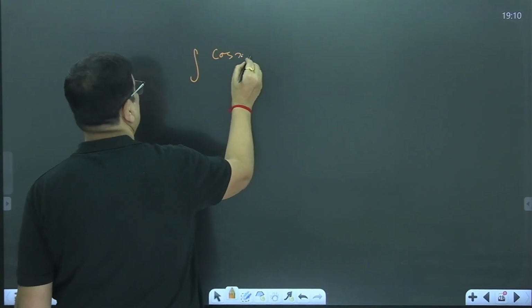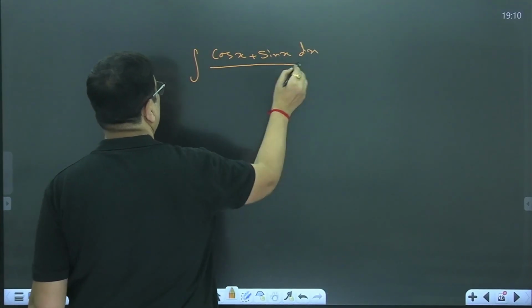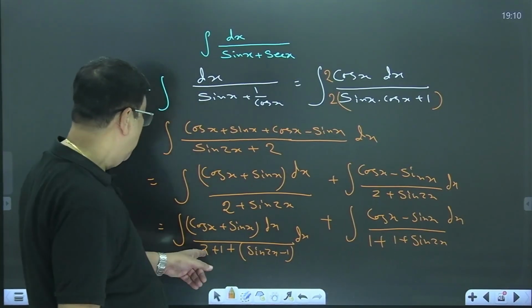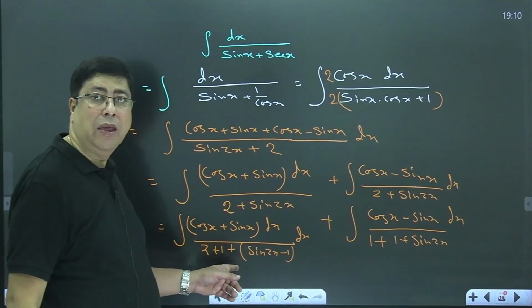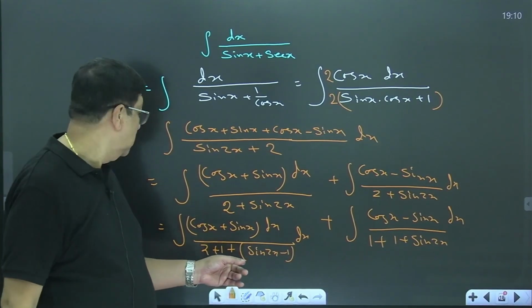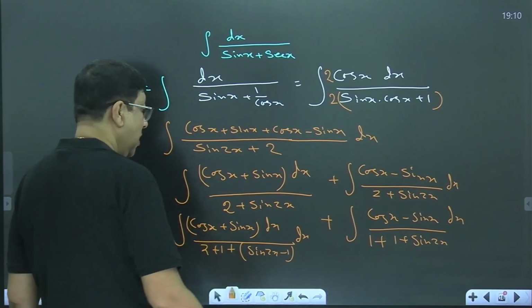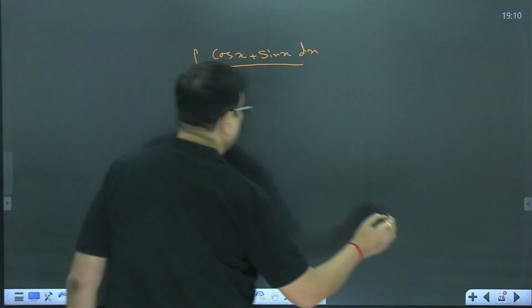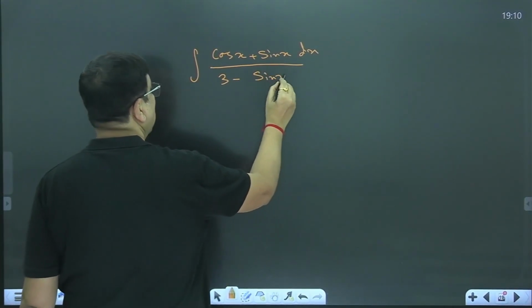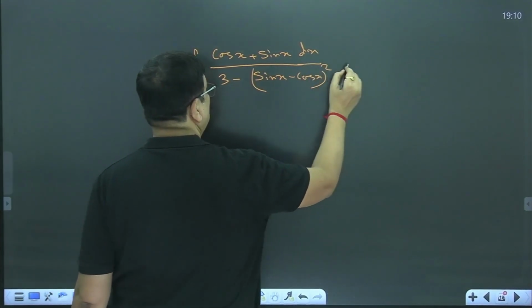Integration of cos x plus sin x dx divided by 2 plus 1. If I take minus common, 1 minus sin 2x is sin x minus cos x whole square. So I can write here 3 minus sin x minus cos x whole square, right everybody?